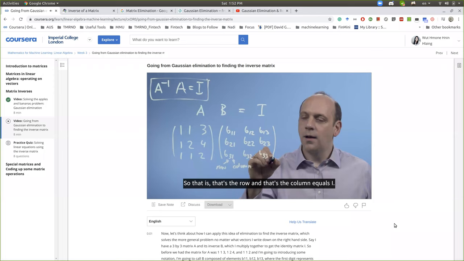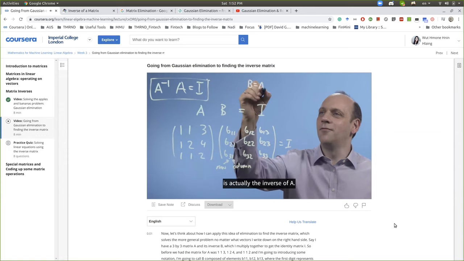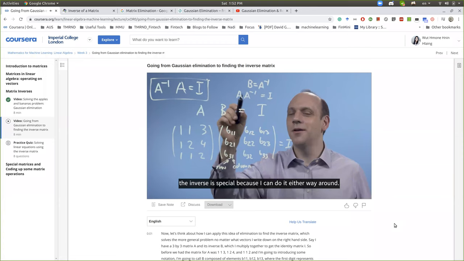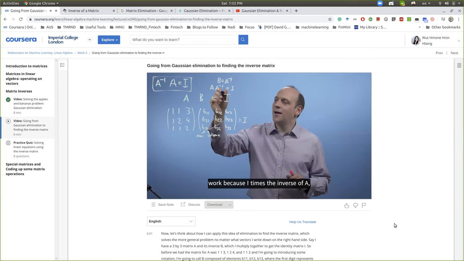Equals I. What we're saying here is that B is actually the inverse of A. So if I multiply A by its inverse, I'll get the identity. And actually the inverse is special because I can do it either way around. I can apply it to A on the right or on the left and it'll still work, because I times the inverse of A is just the inverse of A. So it doesn't really matter which way around I do it.